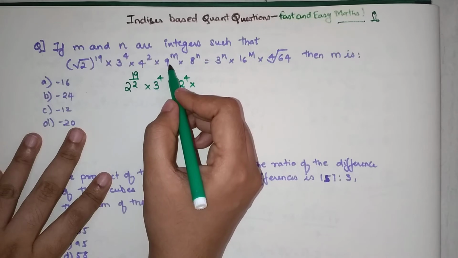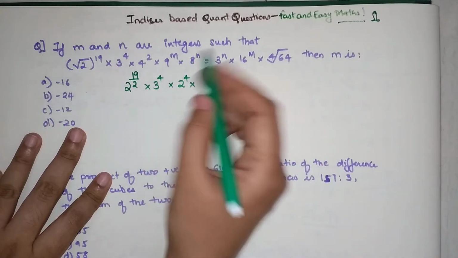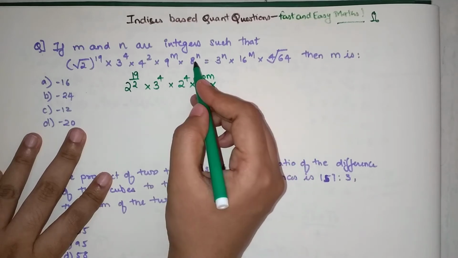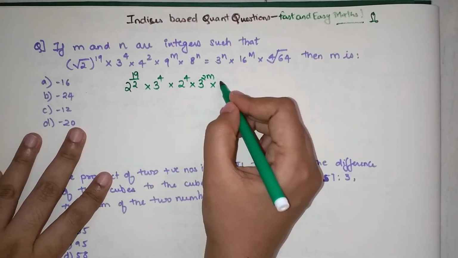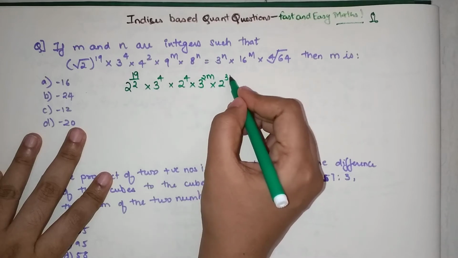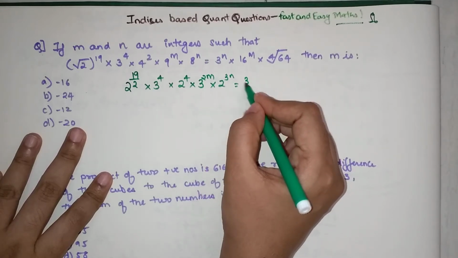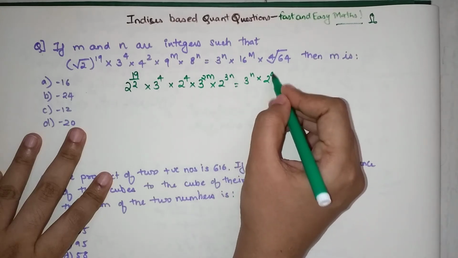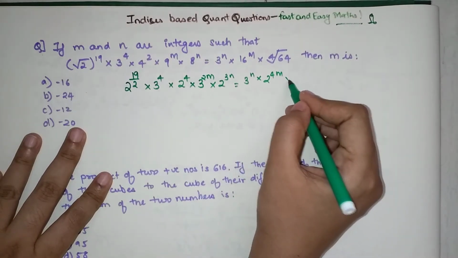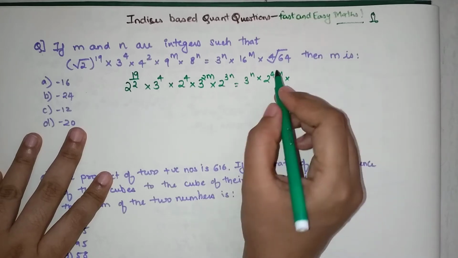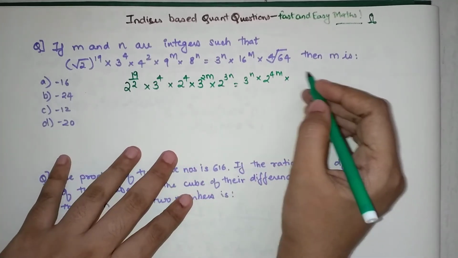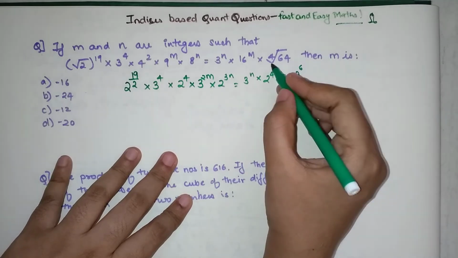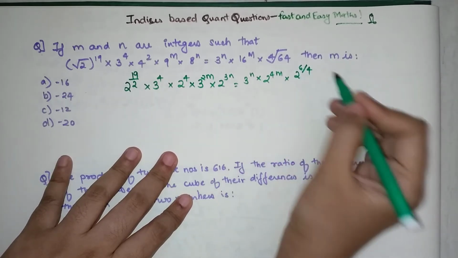Into 9 will be written as 3 raised to 2, which gets multiplied by m. So 3 raised to 2m. Into 8 will be written as 2 cube. So 2 raised to 3 into n is equal to 3 raised to n. Into 16 will be written as 2 raised to 4m. Into now 64. 64 can be written directly in terms of 2. So that is nothing but 2 raised to 6, and that's a 4th root. So you divide it by 4.